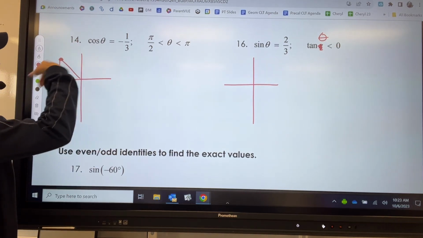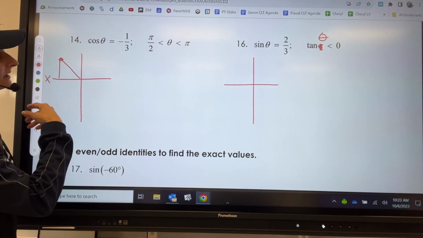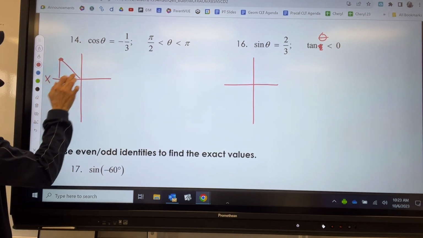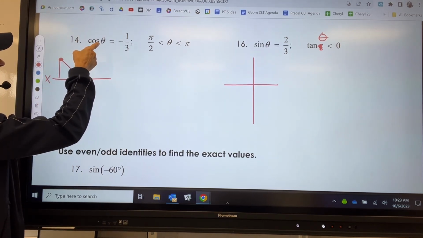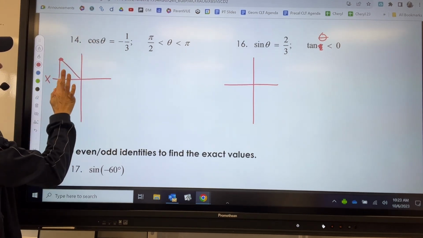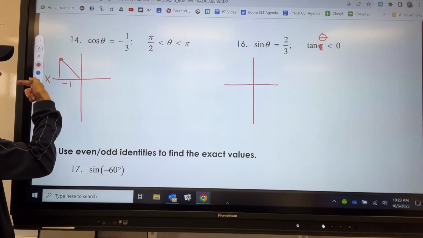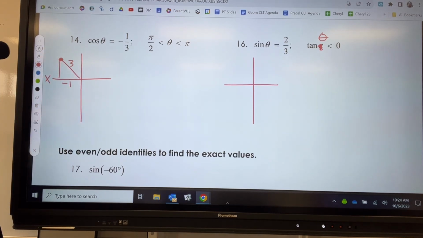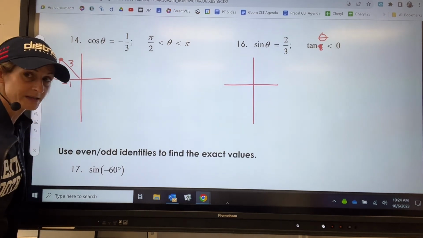Now they tell us that we can put the numbers in and continue the problem, but let's go ahead and put the numbers in. So this is x over r, so we're gonna have a negative, because we're going left, and r is always positive. And then we Pythagorean theorem it to solve for our b, and that's gonna be a positive value going up.